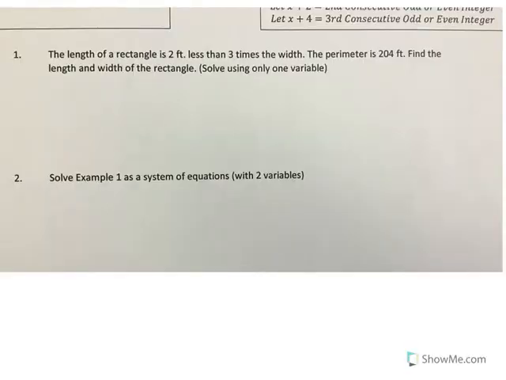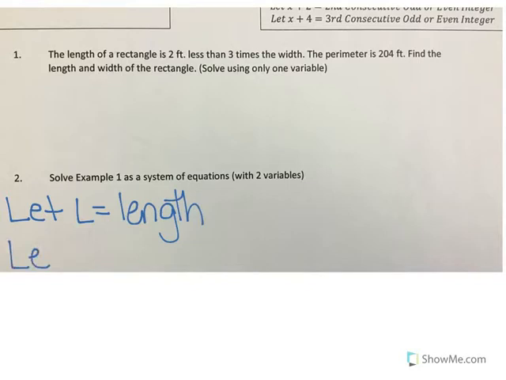Now, question 2 says, solve example 1 as a system of equations with 2 variables. So essentially, we're going to get the same answer in the end, but we're going to use 2 variables to show that we can also solve this with a system of equations. Since we're talking about length and width, we might as well use L to represent our length like we're normally used to, and we're going to have a let statement of W to represent our width.